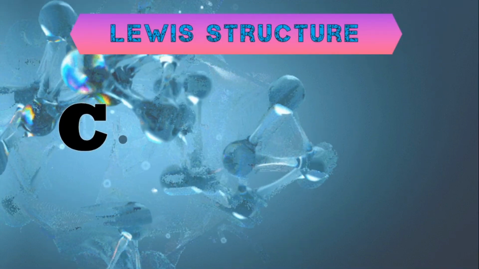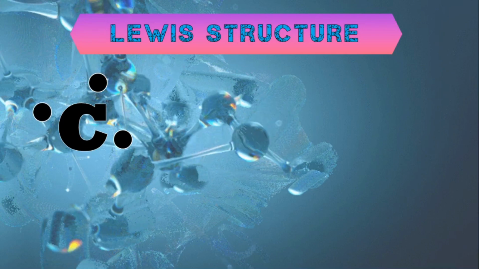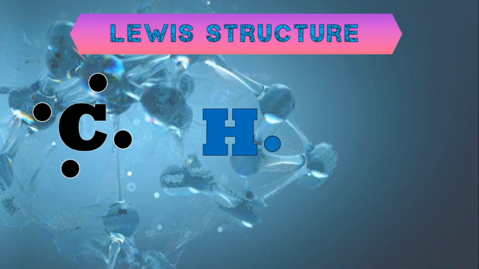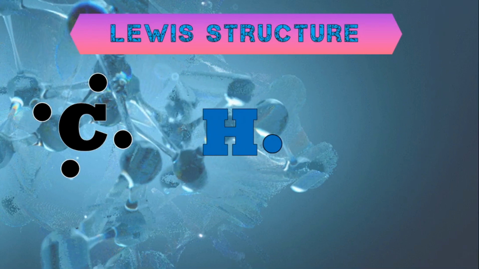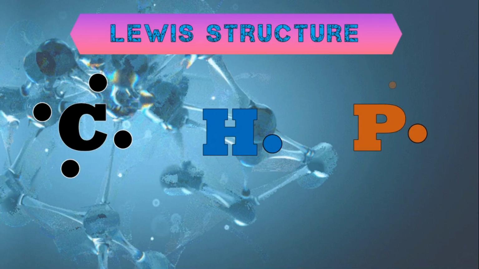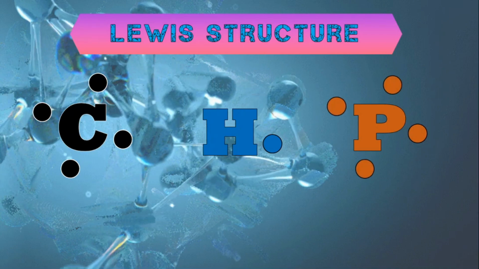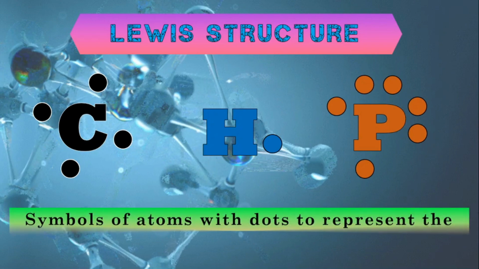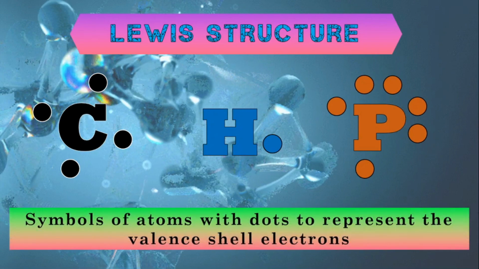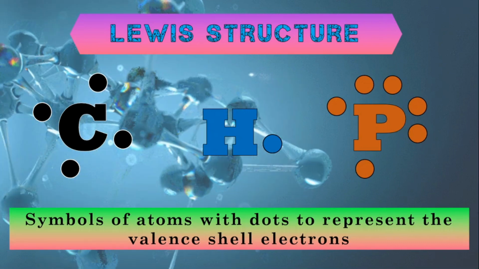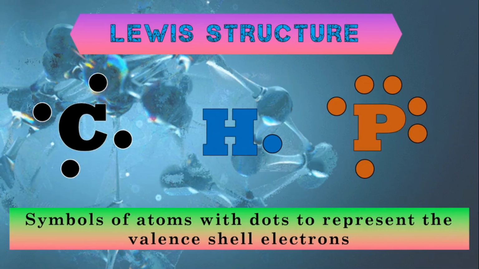Okay, so the Lewis structure of carbon, this is what it looks like. For hydrogen, this is it, and for phosphorus, that's it. Okay, so the symbol of atoms with dots represent the valence shell electrons.